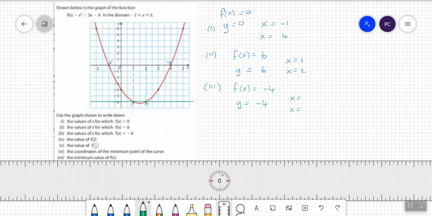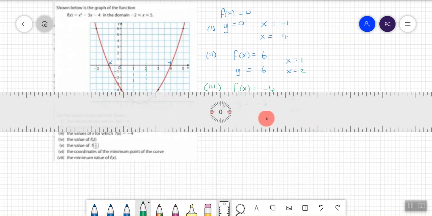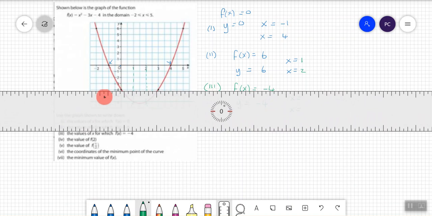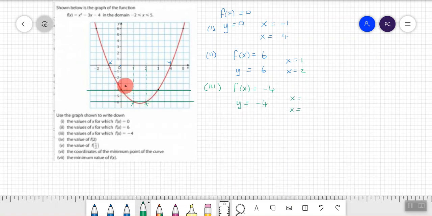So again, we do exactly the same thing. We draw our line, so minus 4 is there, and we want to draw our line across like this. And wherever it cuts the graph, so for example, it cuts it here, at that value x is 0. And then it also cuts the graph at this point here.